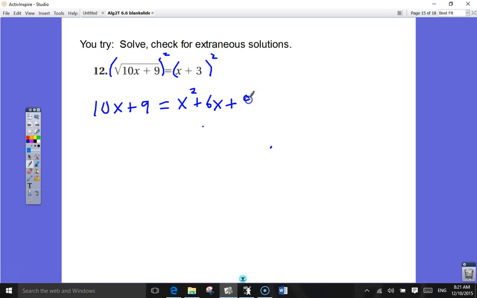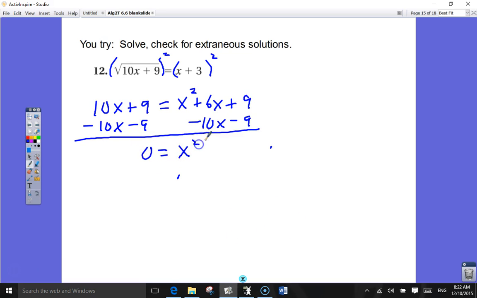Now remember that 3rd step of solving a radical. After you've undone the radical, then you solve what's left. And this is a quadratic, so you have to solve it like a quadratic. Most of the time for quadratics, we're going to start with everything on one side in standard form, 0 on the other. So I need to subtract 10x, subtract 9, subtract 10x, subtract 9. And now I've got 0 equals x squared minus 4x.